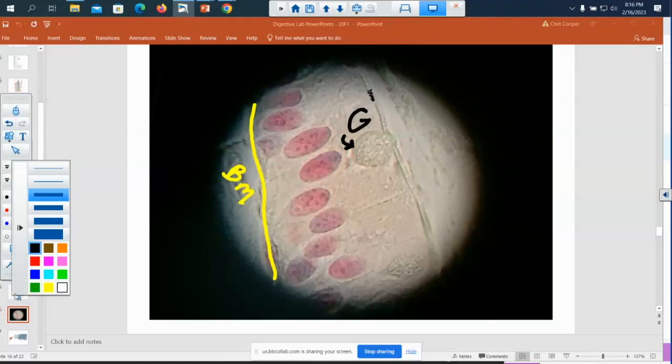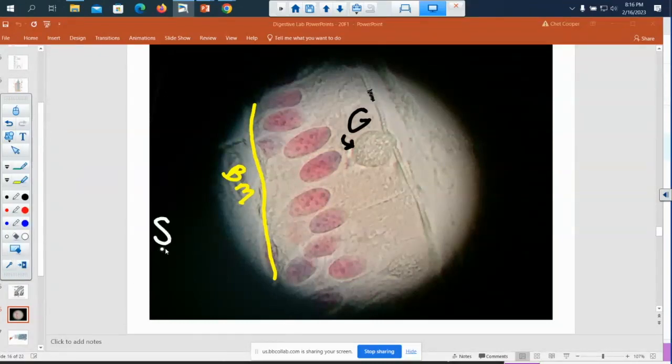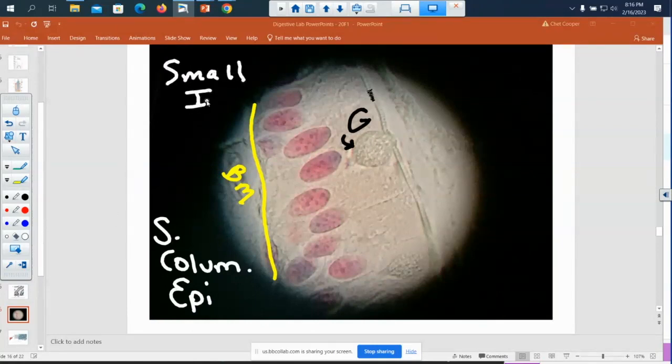So tell me what tissue type you're looking at. Well, that looks funny. Yep. Tell me what organ this is from. Very good. And anything else? I'll just write it. What am I going to write there? Nice.